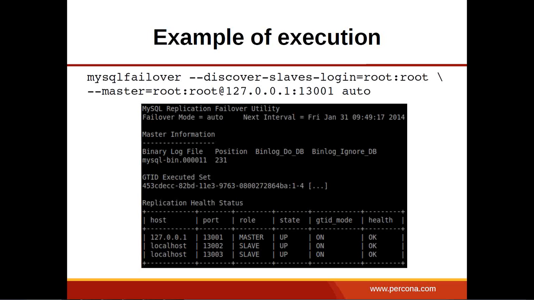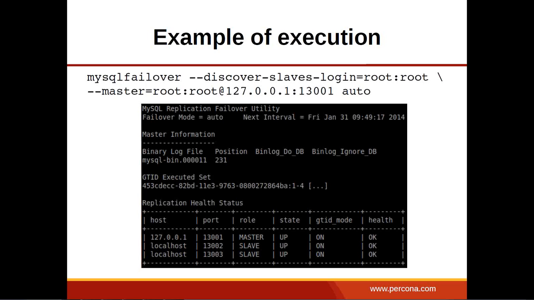and it works pretty well. And then, of course, we have to specify where the master is. Here we're specifying that the master is on localhost port 13001, and again we have a user with the username and password. And we're using the auto mode, which means health monitoring and then automated failover. After starting the tool, what you get is this failover health monitoring console, where you can see some information at the top, and at the bottom you have the replication topology. Here, one master and two slaves, and you can see that everything is okay.